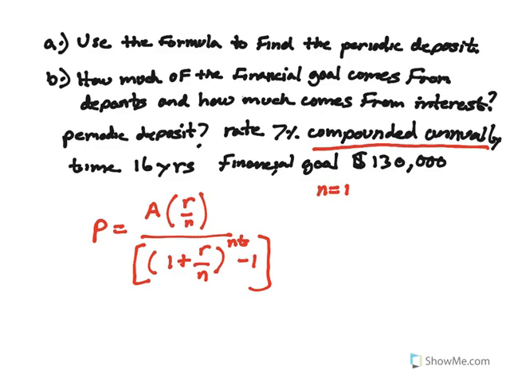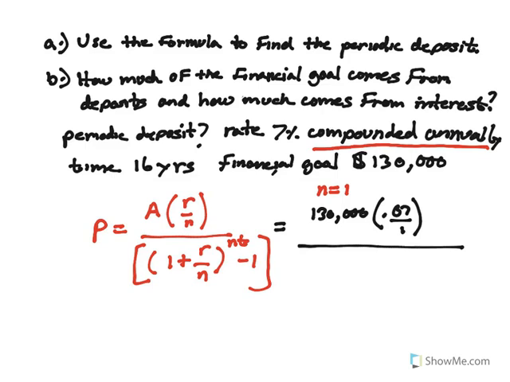Okay, and we know some information already. So we're going to plug it in. All right, A is going to be 130,000. Okay, and that's going to be multiplied by the rate. Now we're going to make the percent into a decimal. So when you move it over 2 places to the left, you will get 0.07. And we're going to divide that by 1 because it's only compounded annually.